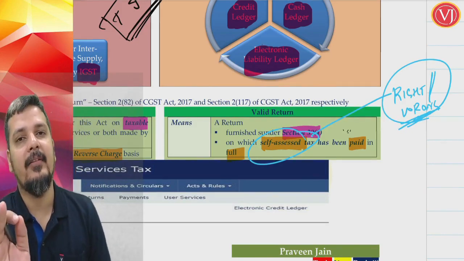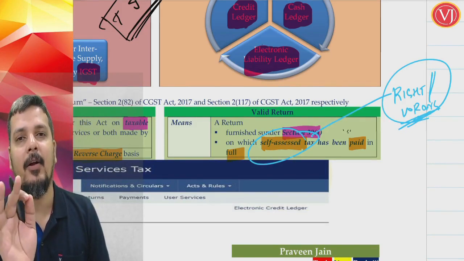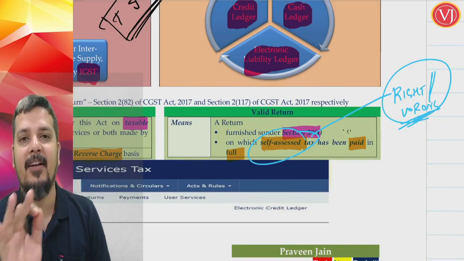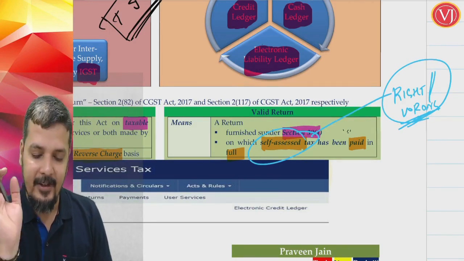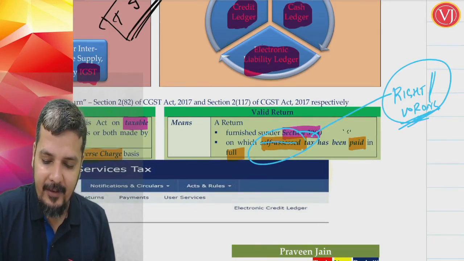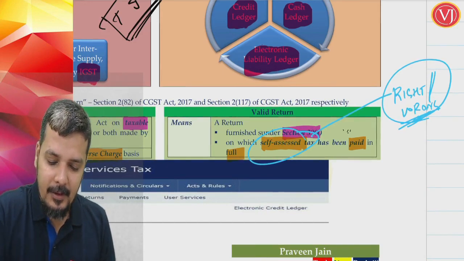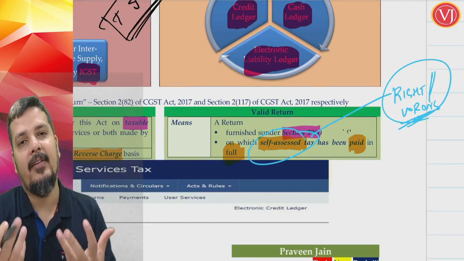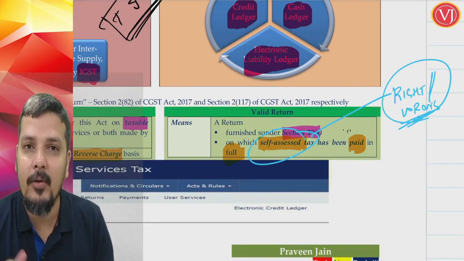Understand that all the returns on GST portal have to be filed electronically. There is no such provision called manual return. You don't have any exception whatsoever. And understand another point that without paying your self-assessed tax in full, portal will not accept your return. It will not allow you to file the return.